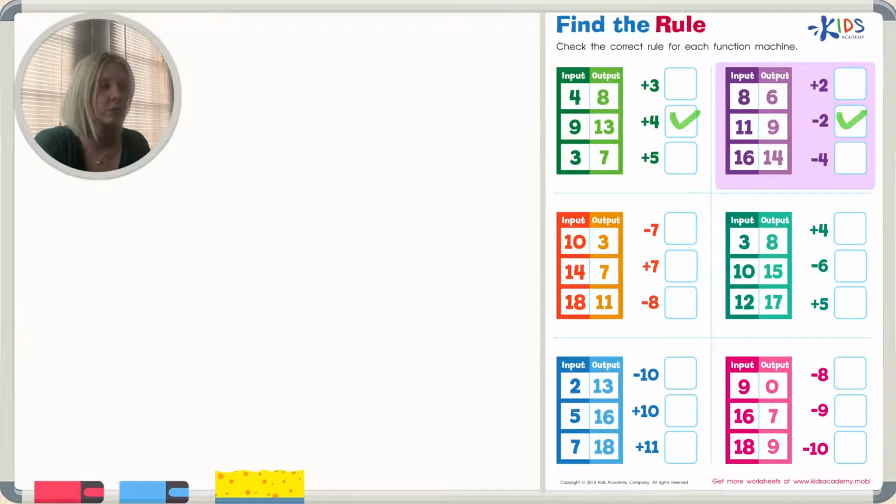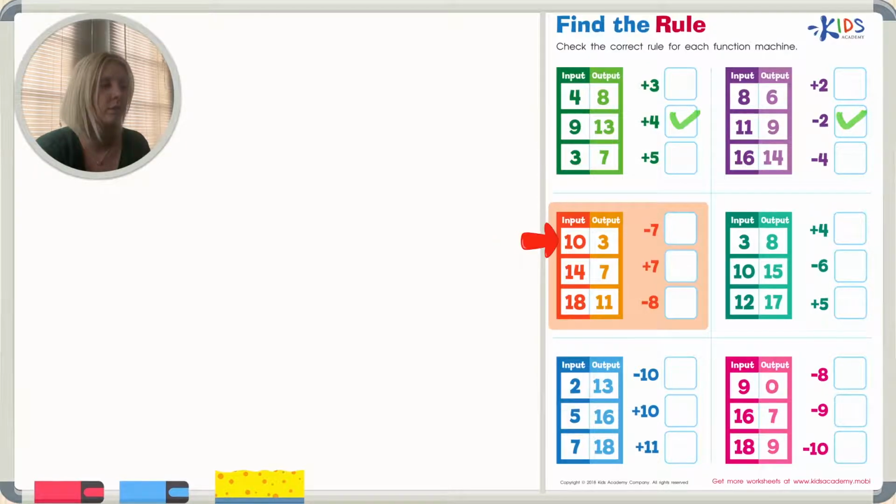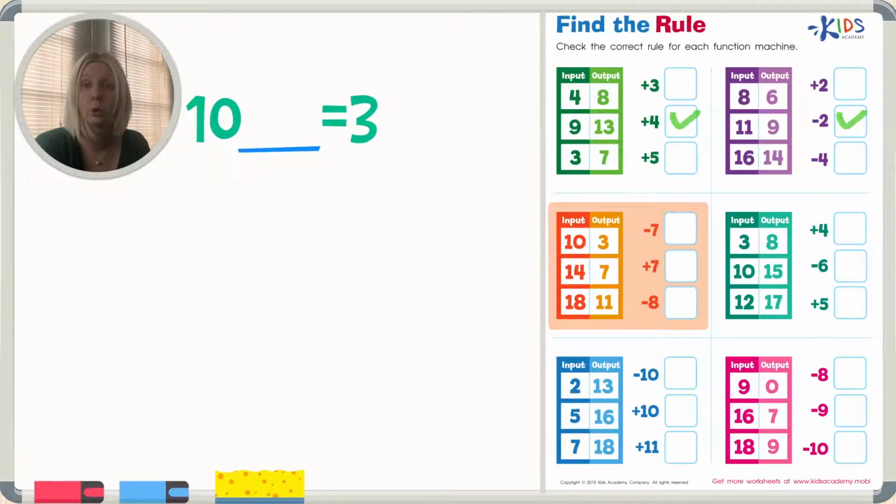Okay, now let's go down to our orange function machine down here, and we start with the number 10, okay, and we do something to get 3. What are we going to do? Are we going to take away 7? Are we going to add 7? Or are we going to subtract 8? What do you think the answer is going to be?